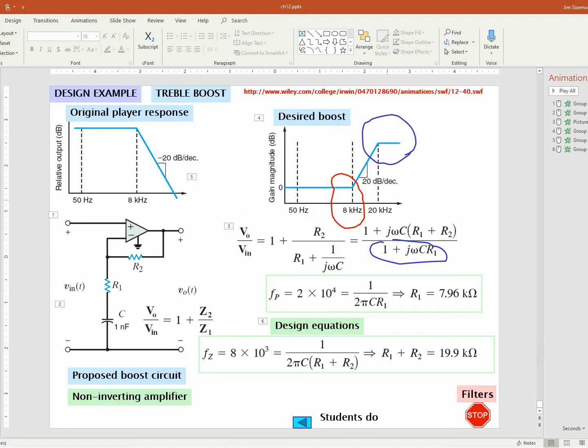Okay, end of chapter, and we're going to go on to the next chapter, which is Laplace transforms.